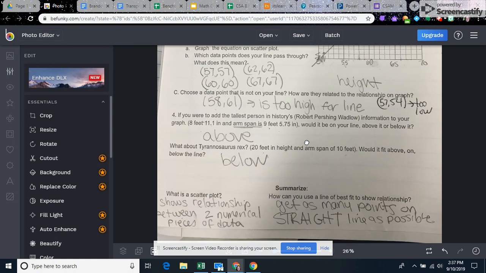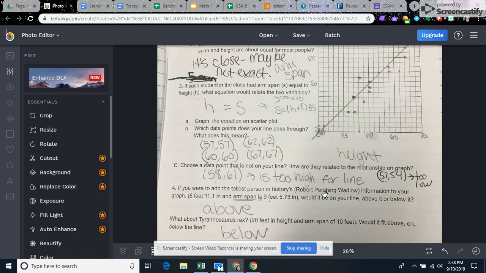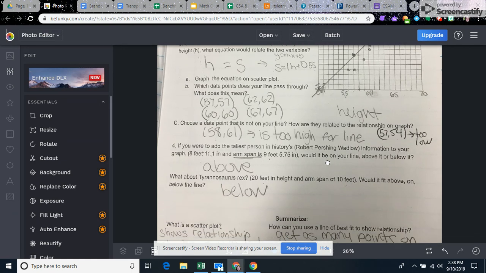If you were to add the tallest person in history, Robert Pershing Wadlow, he was 8 foot 11 inches, and his arm span was 9 feet 5.75 inches. Would that be on your line, above it, or below it? Well, since his arm span is larger than his height, it's going to be above the line.